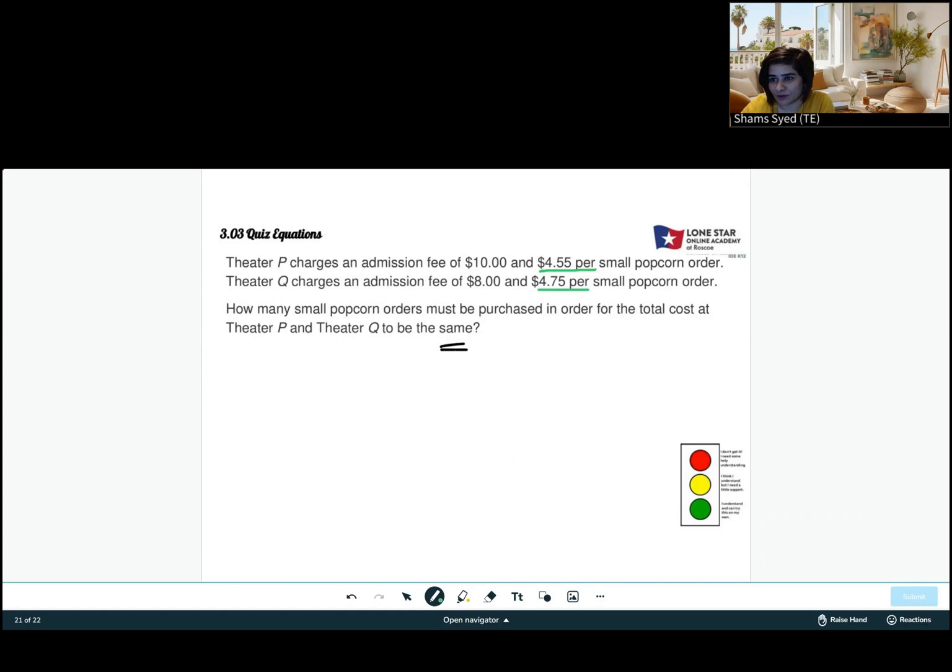4.55 per small popcorn. 4.55. That's what I told you, Huria, right? That's what I answered you in the chat. 4.55 per popcorn is 4.55x for theta P. The popcorn for theta Q is 4.75 per popcorn. I can say 4.75x. You will know where x goes because of the word per. The word per will tell you where the variable x goes.